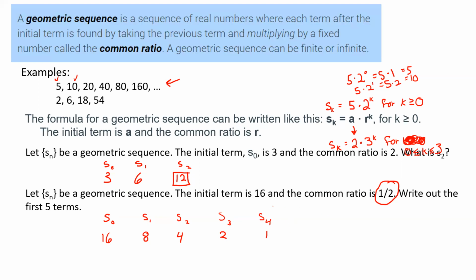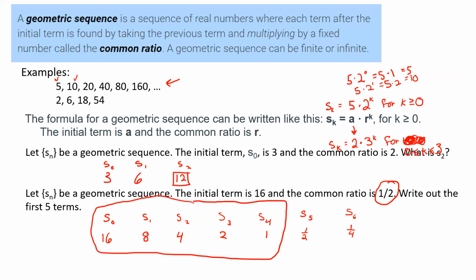But if we kept going, what if they asked us for the 6th term? Well, then we would take the 1, multiply by 1/2, and we get 1/2, right? And it can keep going down. S sub 6 would be 1/2, S sub 7 would be 1/4, and so on. But to answer their question, the first 5 terms would be these terms right here. Okay, everybody with me? Any questions?